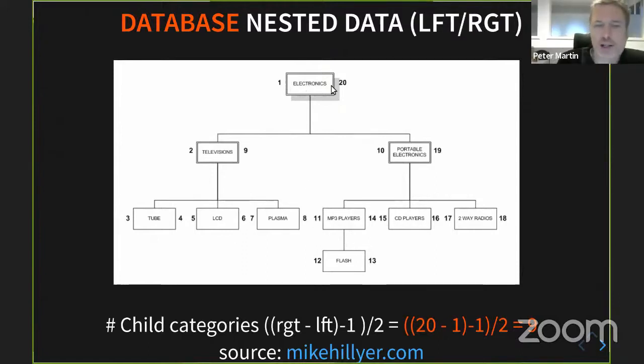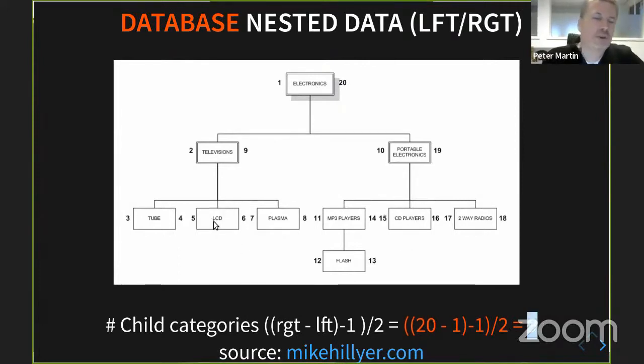You just look at the left and the right. So you subtract the left from the right. So 20 minus 1 is 19. You subtract another one, which is 18. You divide it by 2 because you have 2 sides, which means 9. So there are 9 child categories here.